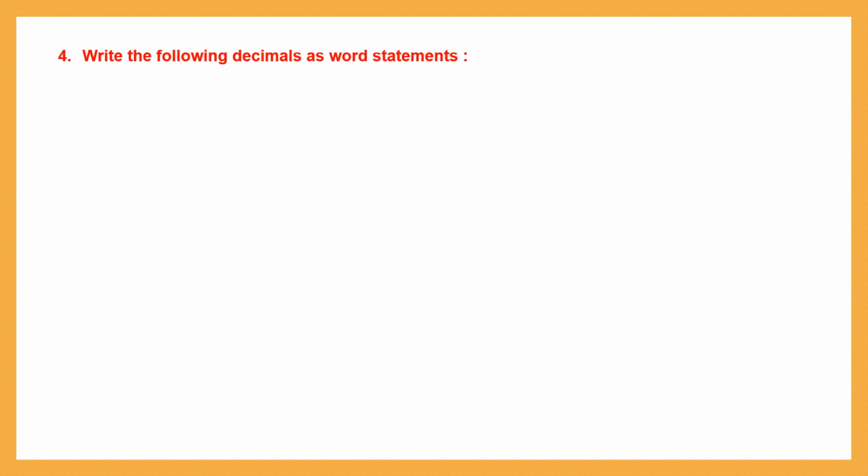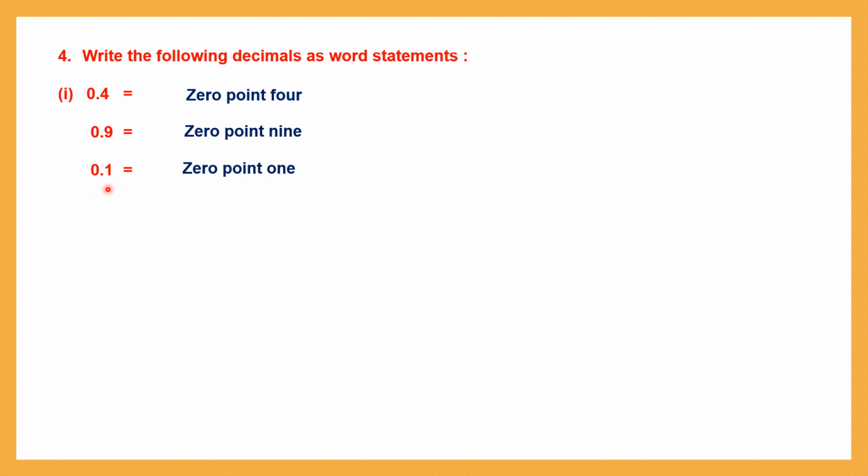Next one, write the following decimals as word statements. Okay, that means writing it in words. Now the first one, how do we read this? 0.4. So we have it here 0.4. Next one, 0.9. Next, 0.1. Next, 1.9. Next, 4.4.